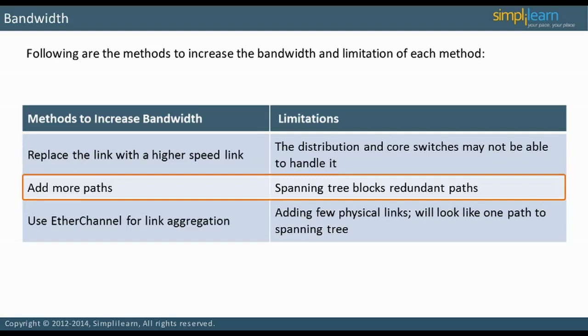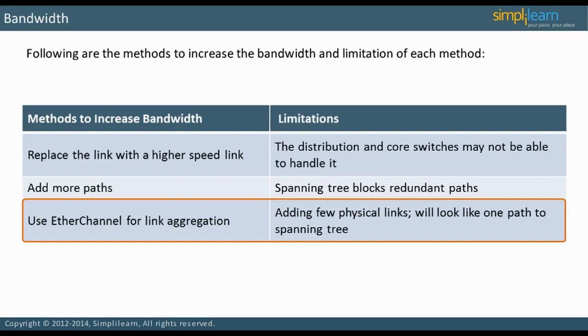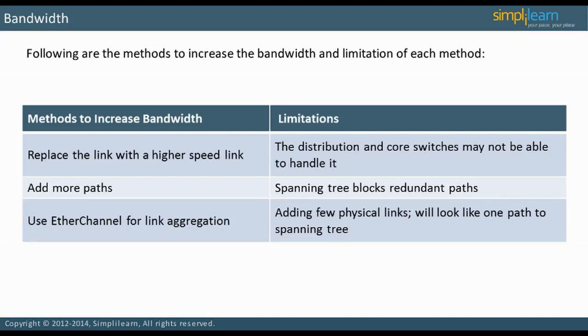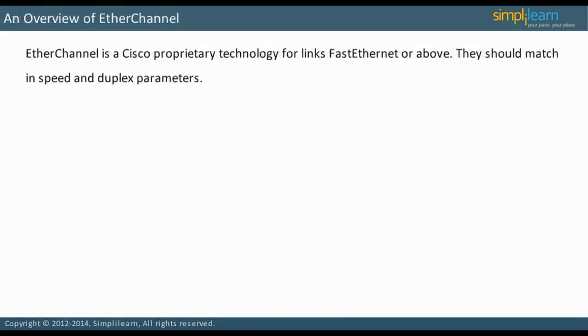Bandwidth can be increased by adding more paths. The problem is that Spanning Tree blocks redundant paths, as we saw earlier in this lesson. This means the additional paths would not be used even if they were available at layer 2. The best option is to use EtherChannel for link aggregation. You can add a few physical links, but they will look like one path to Spanning Tree. Let us look into the overview of EtherChannel in the next slide.